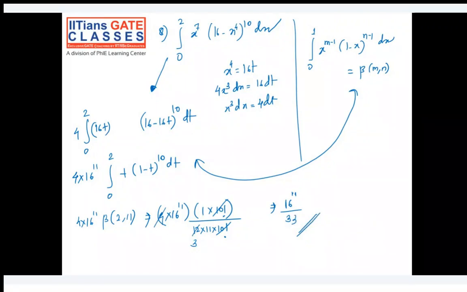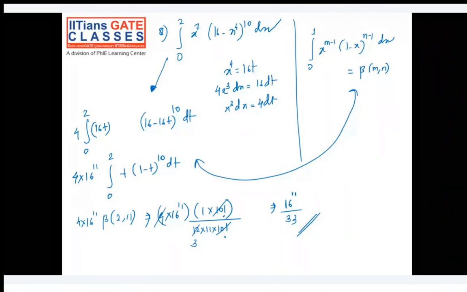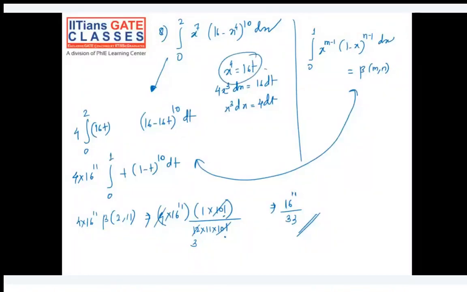But the formula is 0 to 1, sir. Here the integral is 0 to 2, no? Sorry, yeah, I forgot here. It will become 0 to 1. Because see here what is happening. When x is equal to 0, t is equal to 0. And when x is equal to 2, 2 raised to the power 4 is 16, so t is equal to 1. Okay, I forgot to write here, it's 0 to 1. Yeah, thank you.